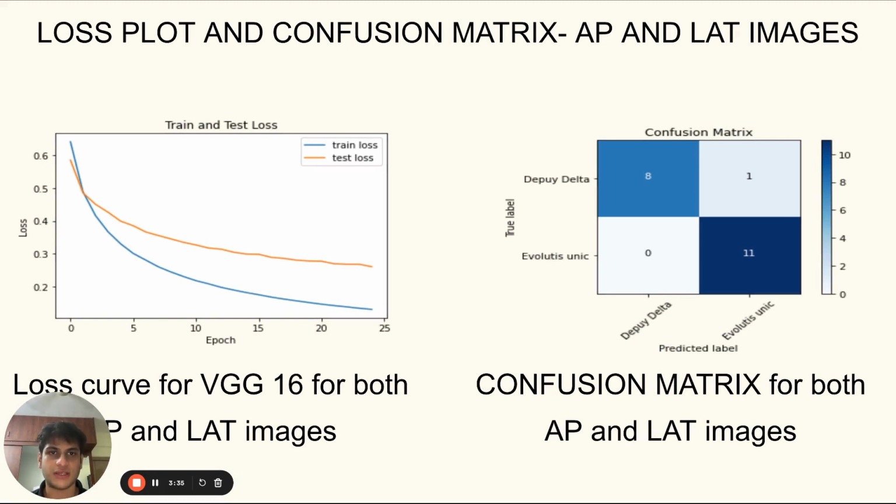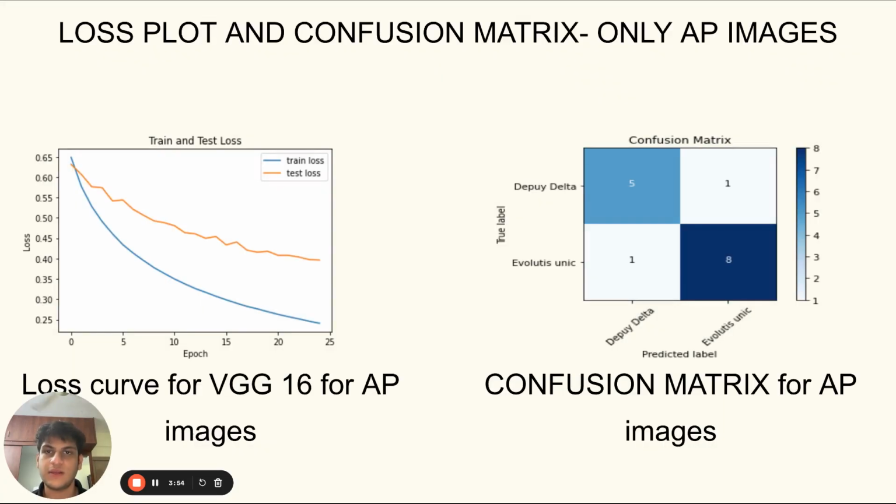Here are the loss plot and confusion matrices for both AP and LAT images. On the left is the training and testing loss graph, which implies that as our model was trained, the loss or the error decreased, which means that the model learned well on the images and improved its performance. Similarly, here's the loss plot and confusion matrix for only AP images.